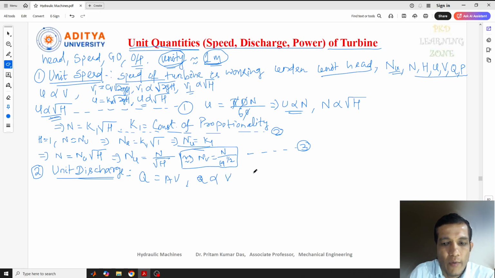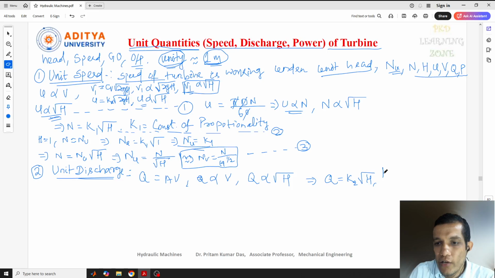Q is directly proportional to V. And if you see in our last equation where we got V is directly proportional to root over of H, so here also I can write the same thing. This Q is directly proportional to root over of H. And here again I can just put the value of Q and write a constant K2 into root over of H.